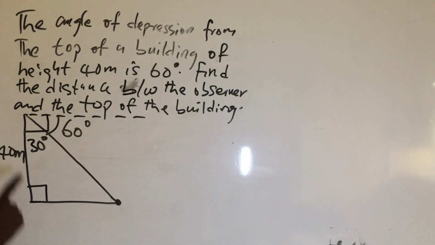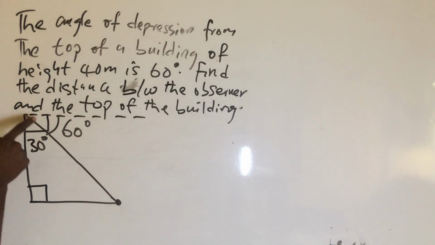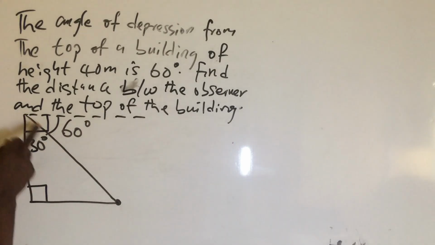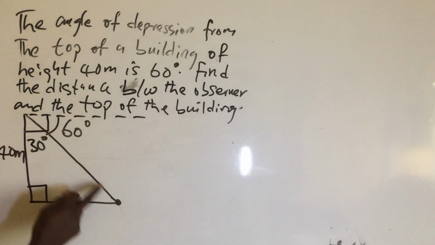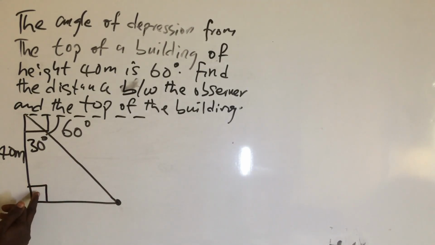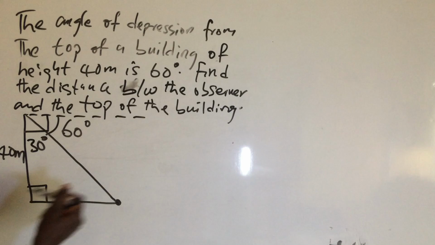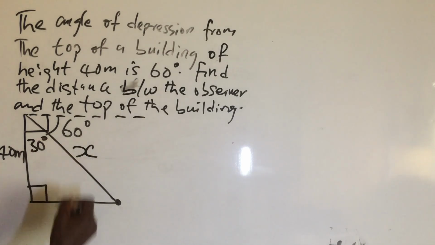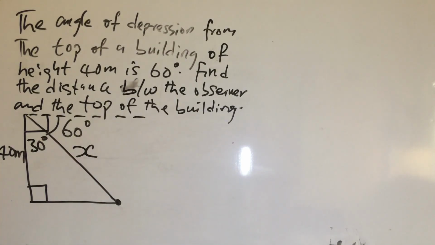Now the question says we should find the distance. So we are looking for this side. And considering the trigonometric ratio I gave you, here is the hypotenuse, the side that is facing the 90 degree angle, okay? Now, let's name here to be x, the distance we are looking for, okay?